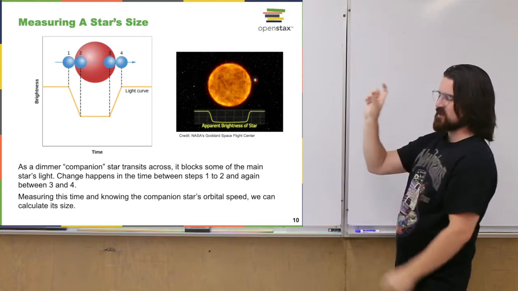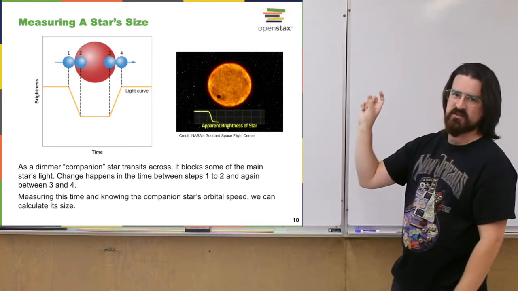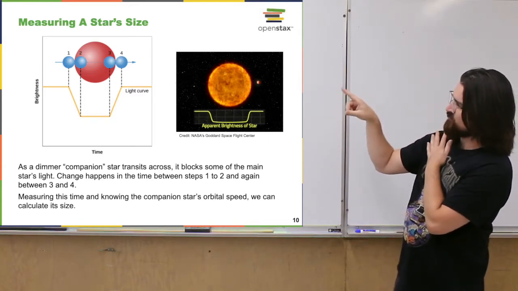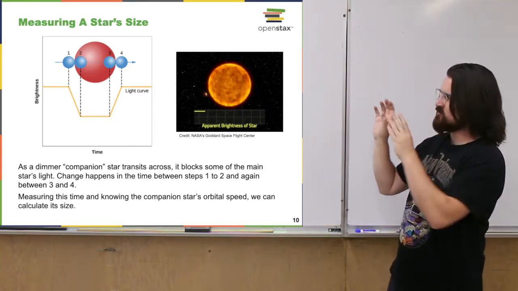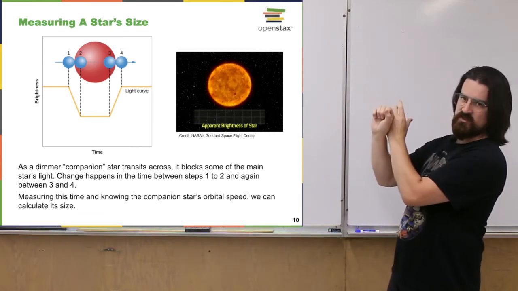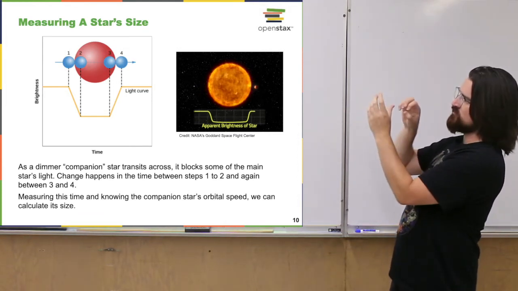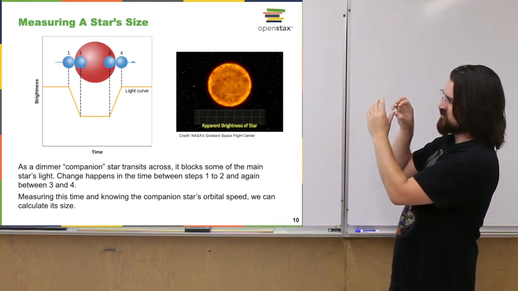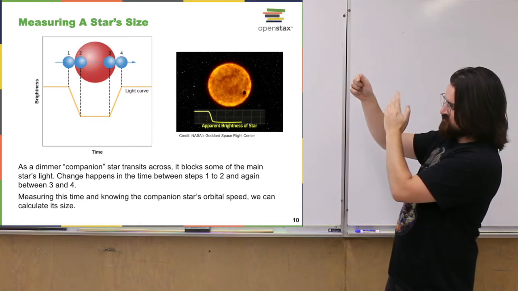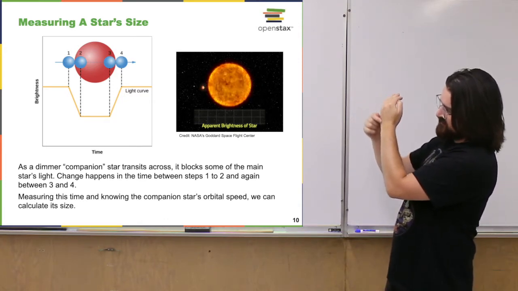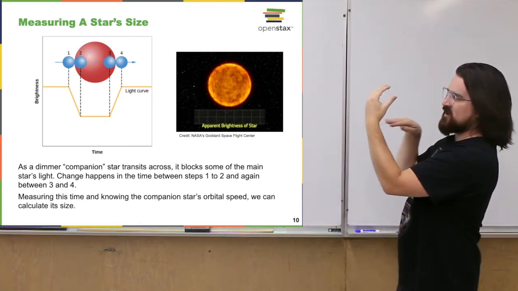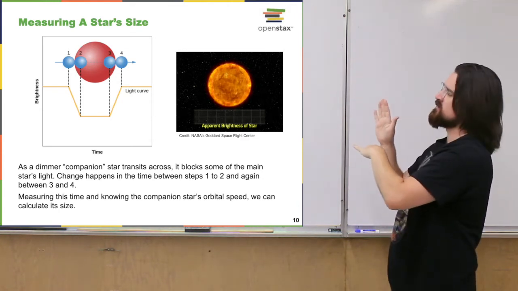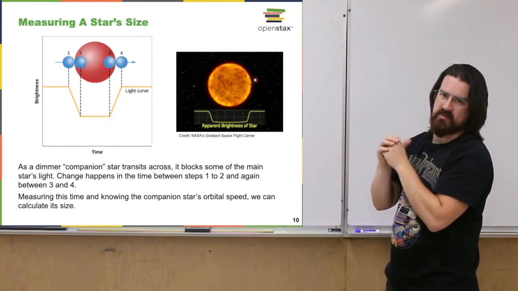And that time is related to how wide the companion star is, its size, and how fast it's orbiting. So in the picture on the left there, you go from time 1, where the companion star is just on the edge of the main star, to time 2, where the companion star is now totally in front of the main star. During that time, the companion star is blocking more and more of the big star's light until it gets all the way in front, and then you're down here, bottomed out, right? So the amount of time it takes to go from up here to down here can tell us about the diameter of that companion star.